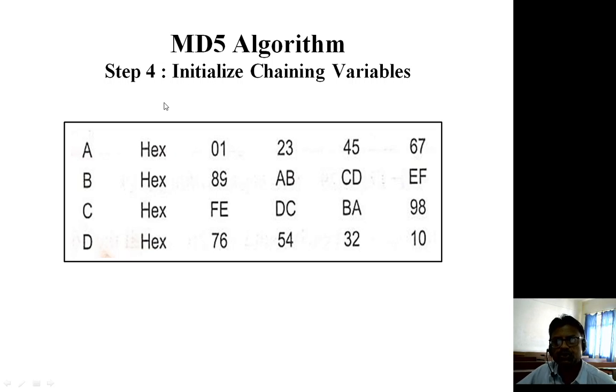And then the fourth step is the initialization process, in which we initialize the chaining variables. In this we consider 4 variables A, B, C, D, and these are hexadecimal values. 0, 1, 2, 3, 4, 5, 6, 7 is A, 8, 9, A, B, C, D, E, F is B, F, E, D, C, B, A, 9, 8 is C, 7, 6, 5, 4, 3, 2, 1, 0 is D. And each digit represents a hexadecimal value.